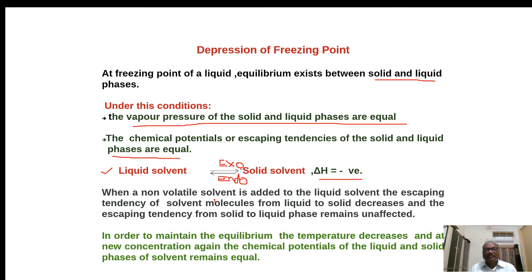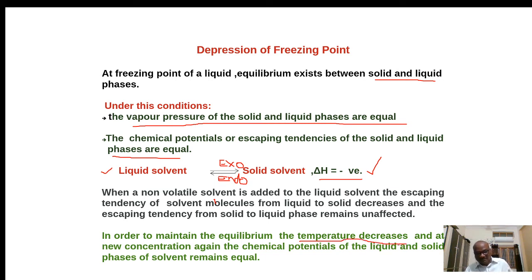Is it so? The rate of forward reaction is decreasing. When the rate of forward reaction is decreasing, it means a less amount of heat will be released now. Because the rate of forward reaction decreases, less heat will be released. When less heat is released, what happens? The temperature also decreases.